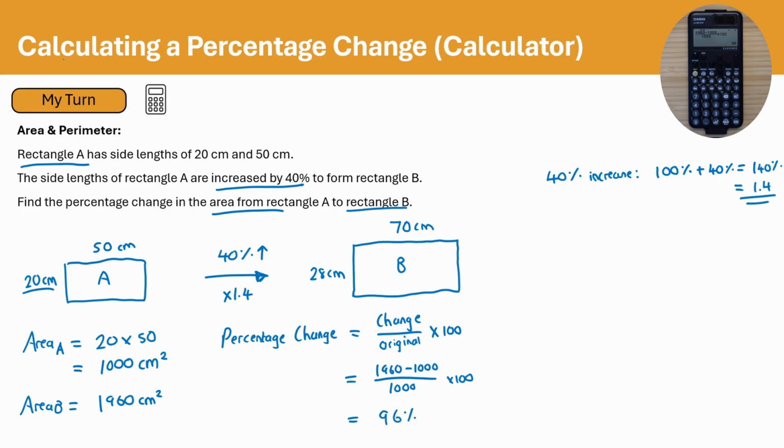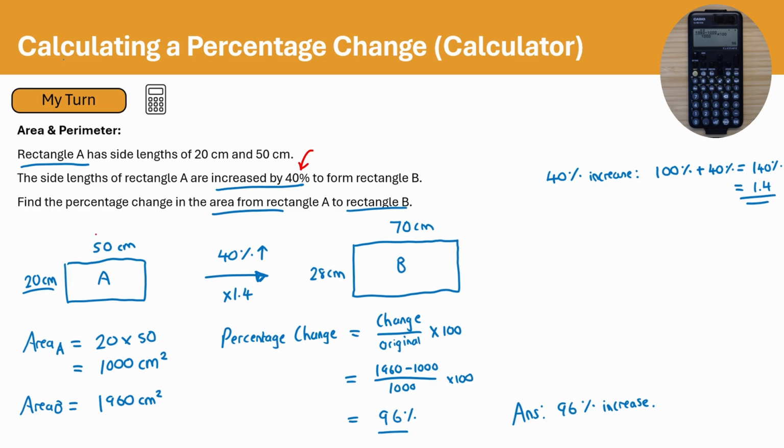Find the percentage change in the area from rectangle A to rectangle B. My answer is 96%. Now remember, we always have to say if that's an increase or decrease. My answer is it's a 96% increase. If you're doing this question, you might be tempted to say, well, if the side lengths have increased by 40%, then surely the area has also increased by 40%. And you would be wrong to say that.